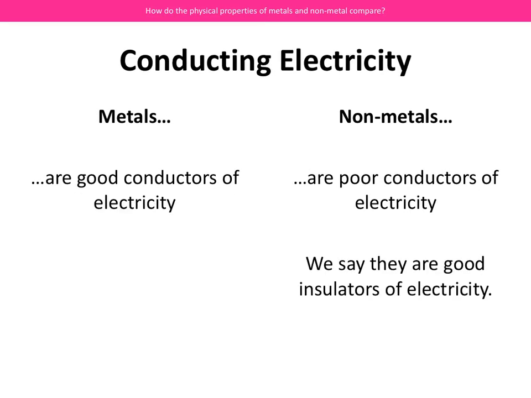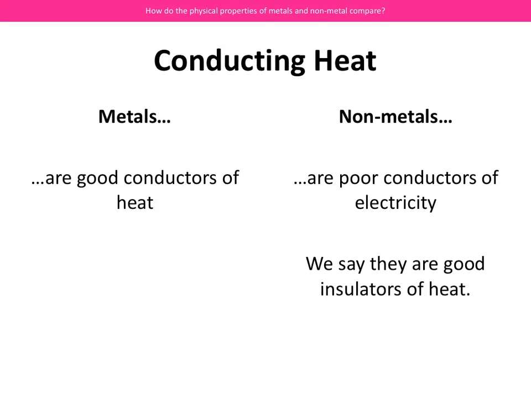When it comes to conducting electricity, there's generally quite a difference. So metals are good conductors of electricity, whereas non-metals are poor conductors of electricity. There are a couple of exceptions to that, but it's a good rule of thumb at the moment. Now, if something's a poor conductor of electricity, then we say that it's a good insulator. Similarly, metals are good conductors of heat, whereas non-metals are poor conductors of heat. That should say heat, so that's a bit of a mistake. So let's just correct that. And similarly, if they're poor conductors of heat, we also again say that they are good insulators.